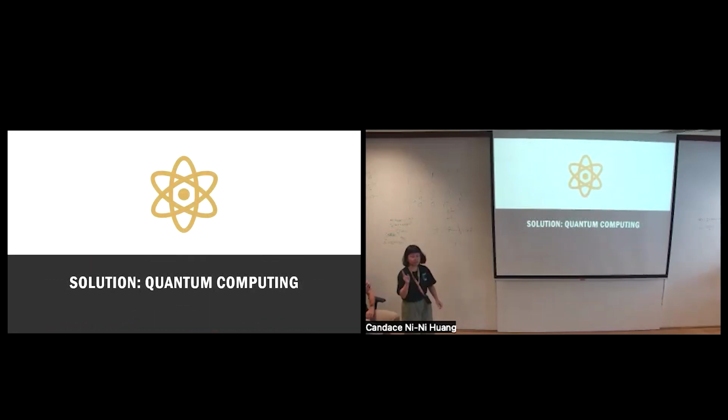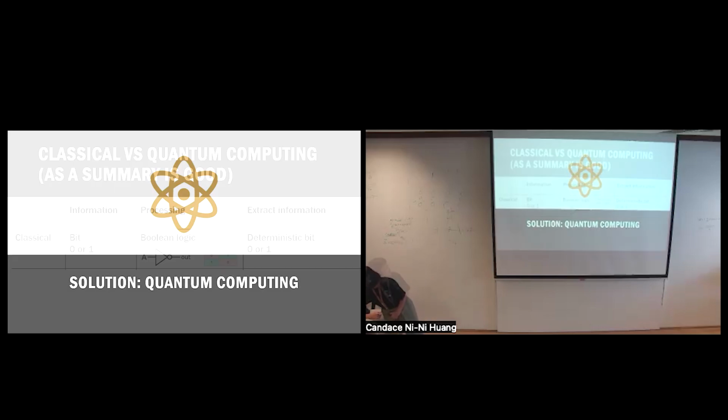So for the solution, there are two kinds. One is that we try to make the transistor so that these kinds of quantum effects don't happen. Or we can also embrace quantum mechanics, and try to build a quantum computer using quantum mechanics.